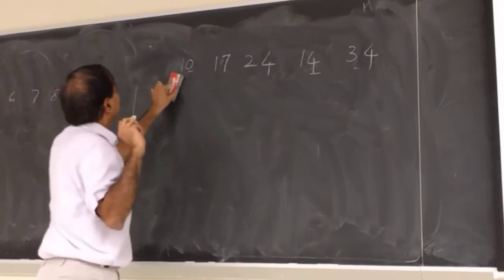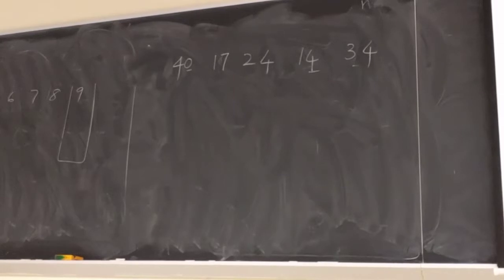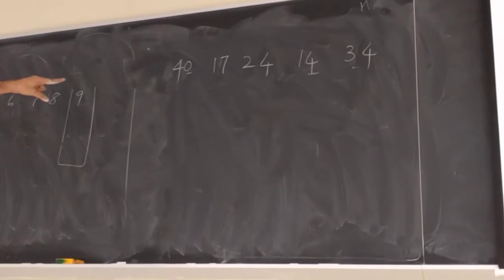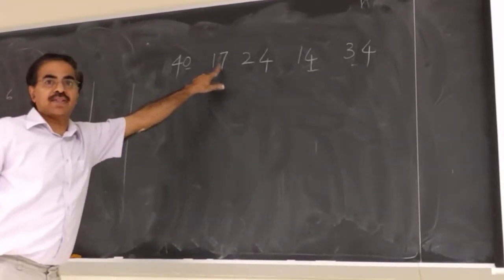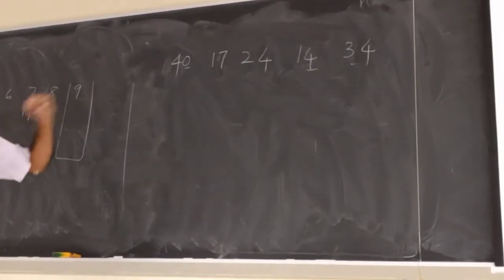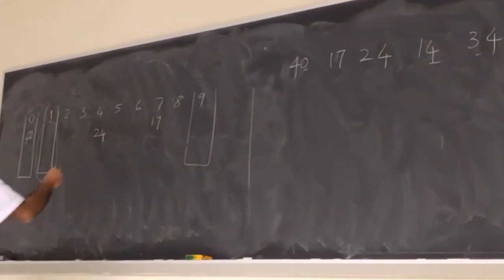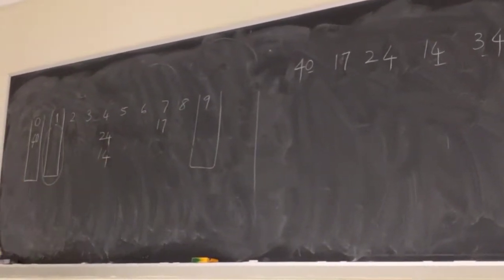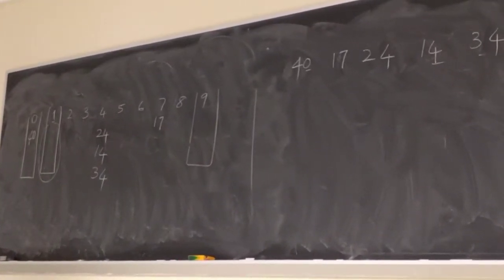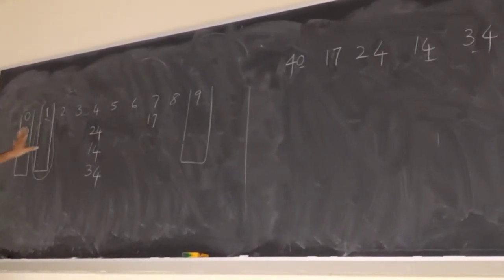Let's just make this into 40. So then 17, the least significant digit is 7, so it goes into the bucket 7. 24 goes in here, and 14 goes in here, and 34 goes in here. So at this stage, in one linear scan, we have filled all these buckets.